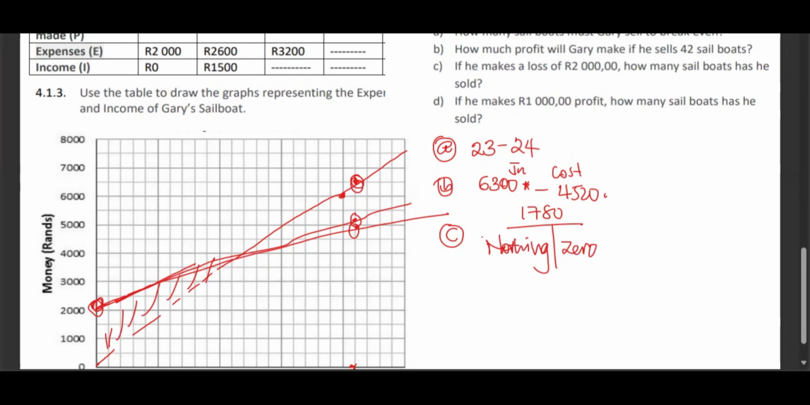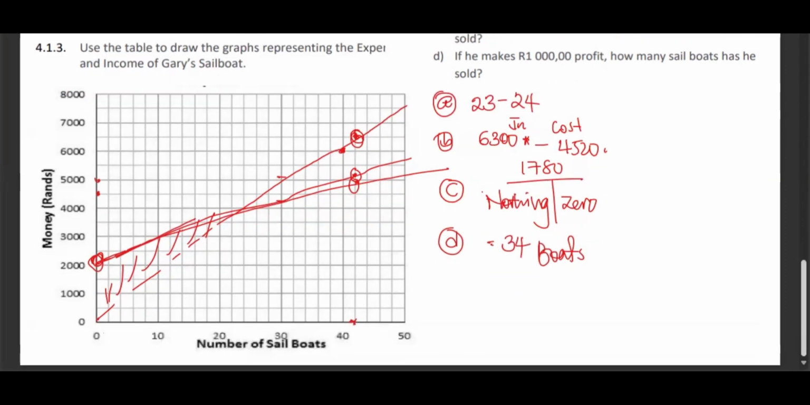Then D, if he makes a profit of 1,000, a profit of 1,000 means the value has increased by 1,000. Profit of 1,000 will be at 34. 34 boats. With 1,000, it's at 34. The difference here.